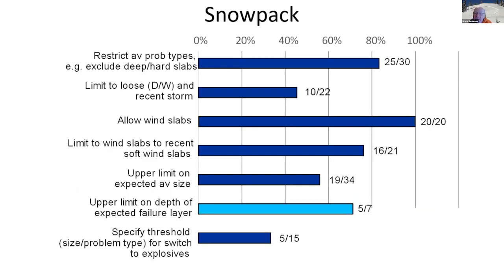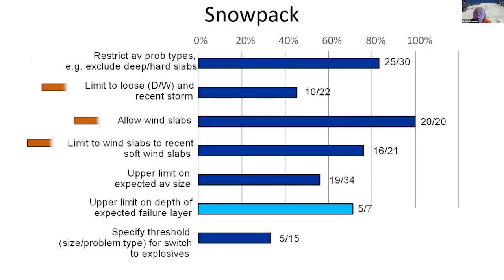There were a lot of practices shown here that specified the snowpack conditions, as indicated by the number of responses and hence by the number of dark blue bars. 25 of 30 operations restricted ski cutting for specific avalanche problem types, and most often this was no ski cutting allowed for hard slabs or deep slabs.